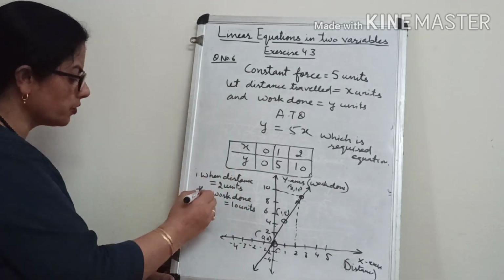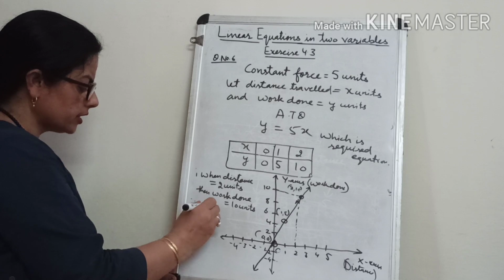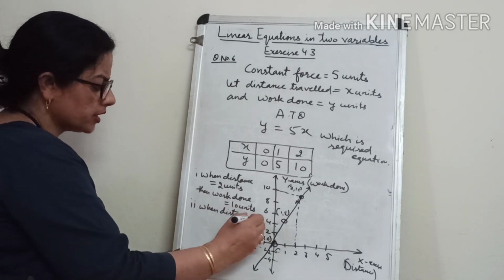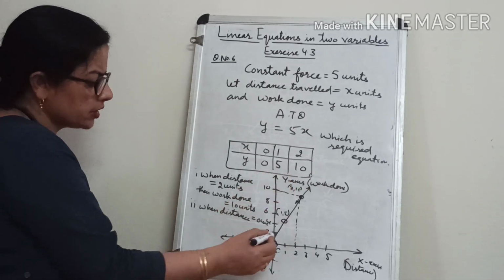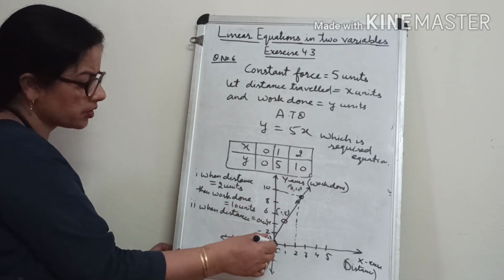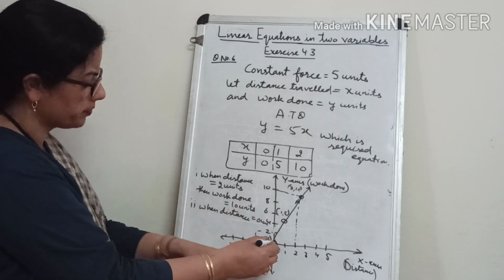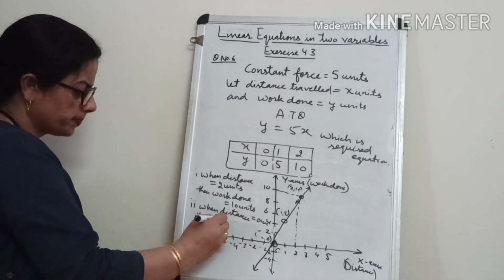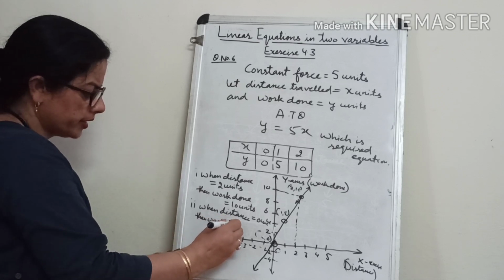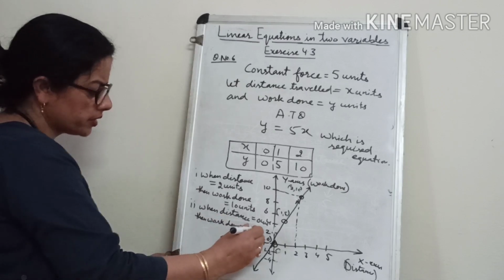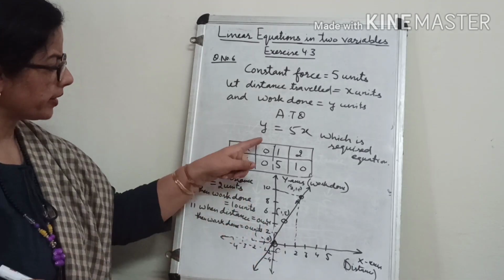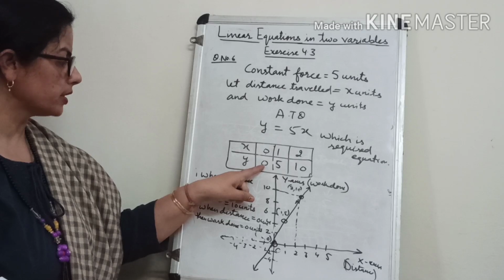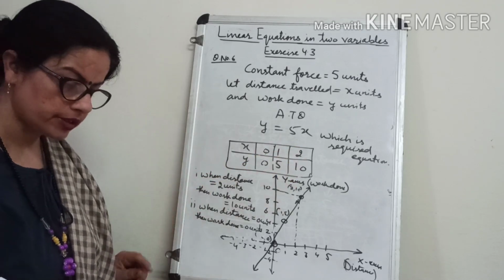Next is 0 unit. When distance is 0 unit, see, distance is on the x-axis, then y is also 0. Then work done is equal to 0 units. So these are the questions, and I have taken chance numbers here also. If distance is 0, work done is 0. If distance is 2, work done is 10.